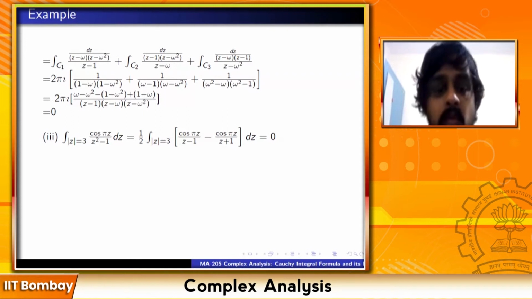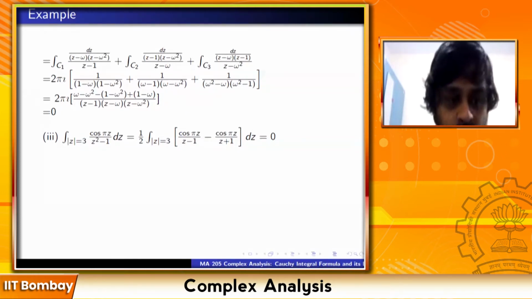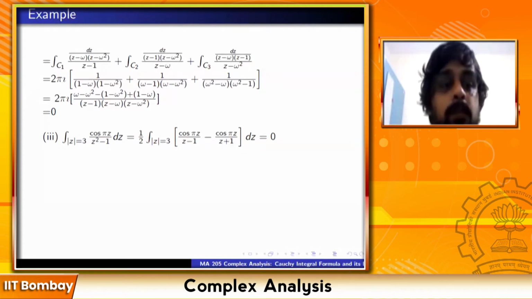But cos pi is equal to cos minus pi, so this is equal to 0. In the first integrand I will have to substitute z equal to 1. In the second one I will substitute z equal to minus 1. So I will get half times cos pi minus cos of minus pi. Cos pi is the same as cos minus pi, both are minus 1. So this is equal to 0. So here again the integrand has poles, but the integral is still 0.